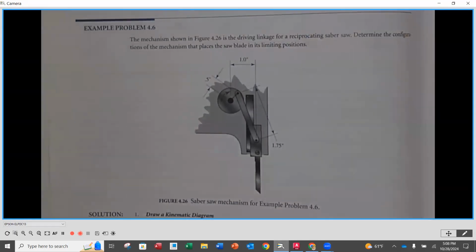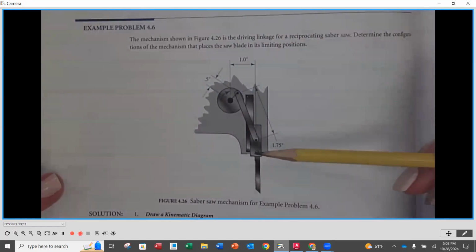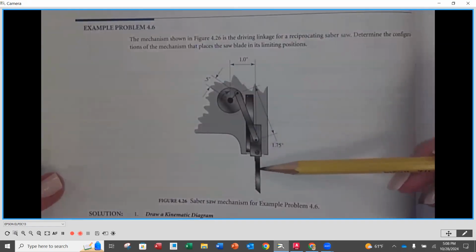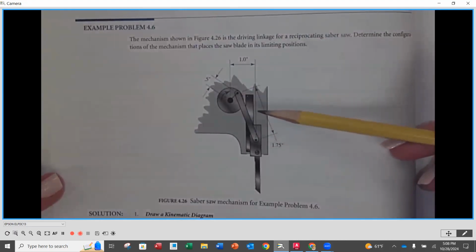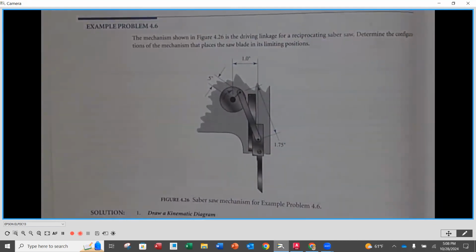So when we talk about that, you'll notice here's our configuration. This blade is going to move up and down. We want to know, based on this mechanism right here, where is the furthest point that our slider blade is going to go down, because it's a linear motion, and the furthest point up along its line of action that it's going to be.